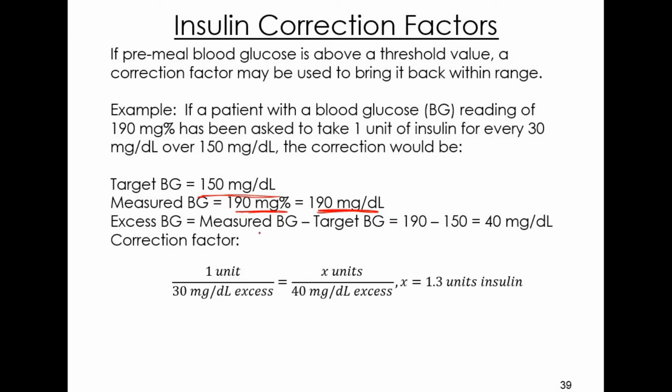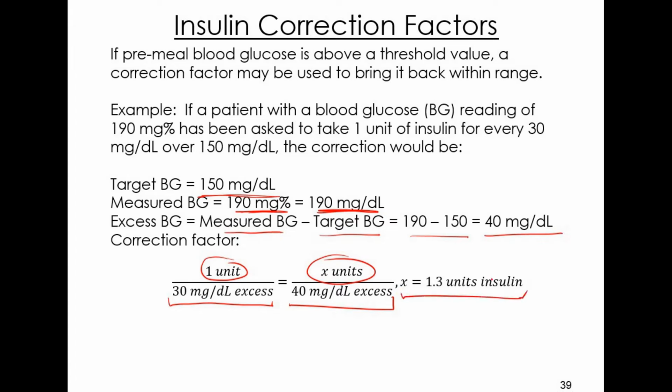So the amount of excess blood glucose is the measured minus the target, 190 minus 150, which equals 40 milligrams per deciliter. Well, the patient was asked to take 1 unit of insulin for every 30 milligrams per deciliter over the target. This patient has 40 milligrams per deciliter excess blood glucose. So the question is, how many units should the patient take? And if we cross-multiply with this proportion, we'll see that the patient should take 1.3 units of insulin.